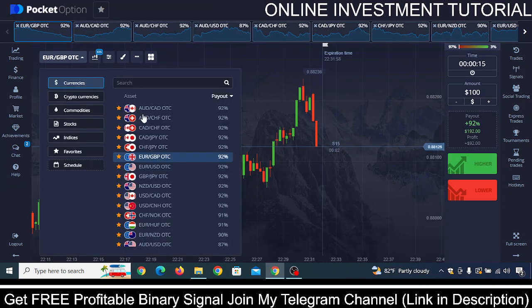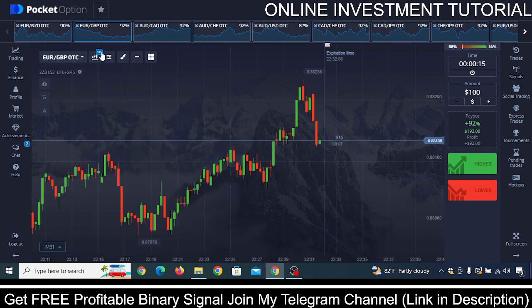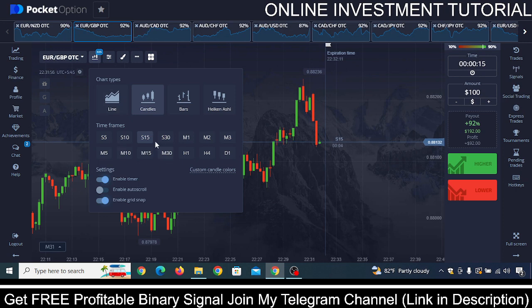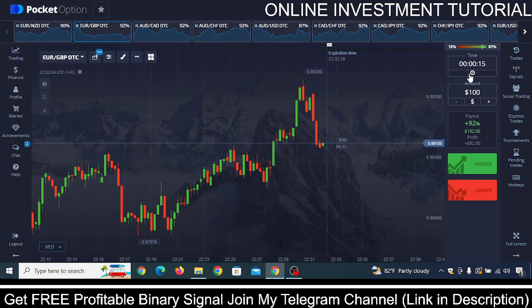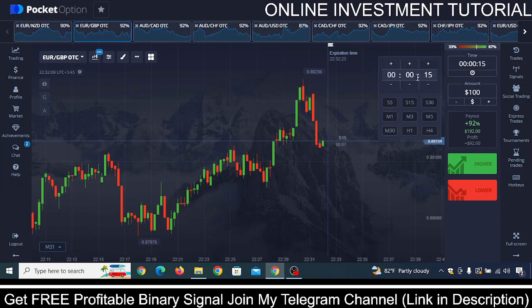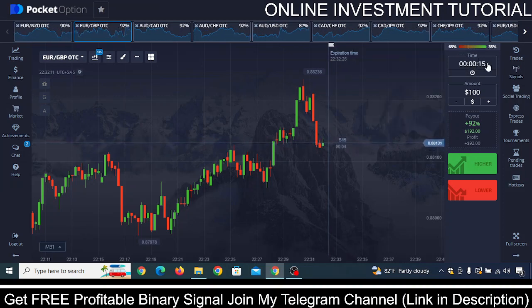Firstly, make all the currency pairs that have over 80% payout your favorites. Just make the star yellow and it will appear at the top. Once you do this, select the candlestick time frame as 15, which means each candle forms in a 15-second time frame. If there is a flag here, make it a clock and select 15. This is the trading time frame, so we'll be trading on the 15-second time frame. Decide the amount that you want to invest.